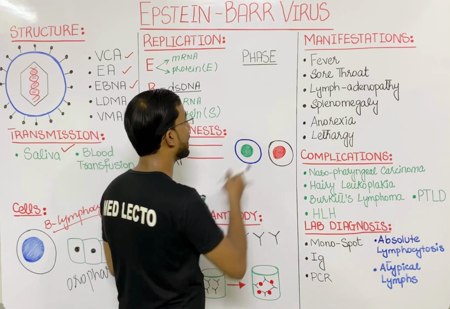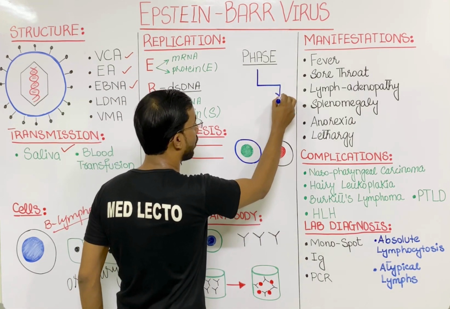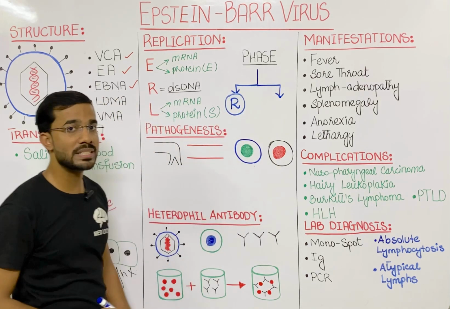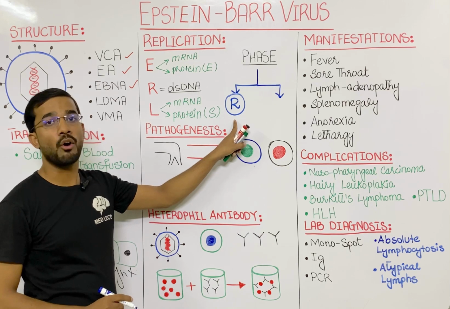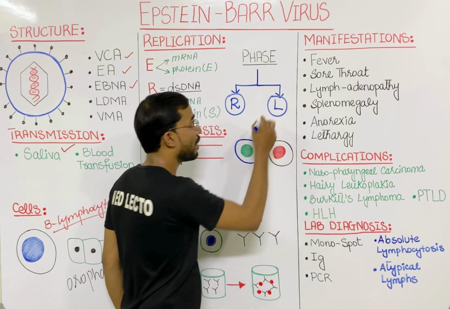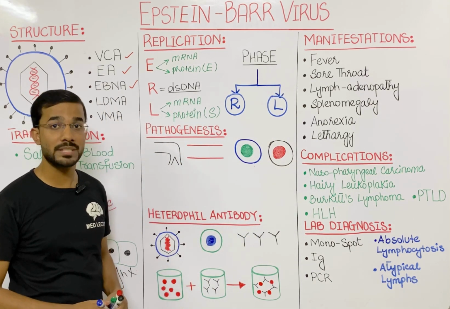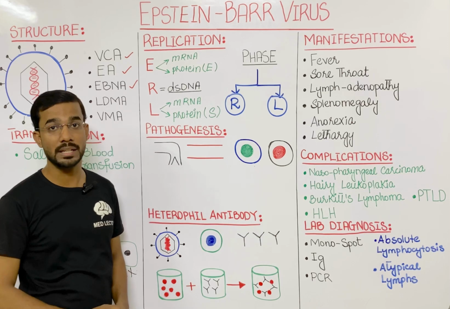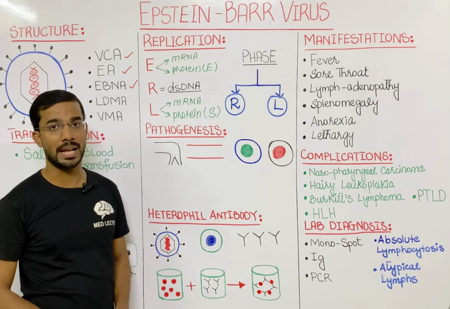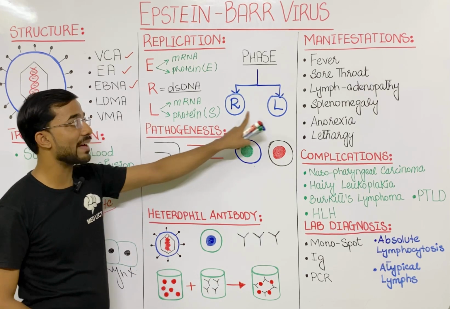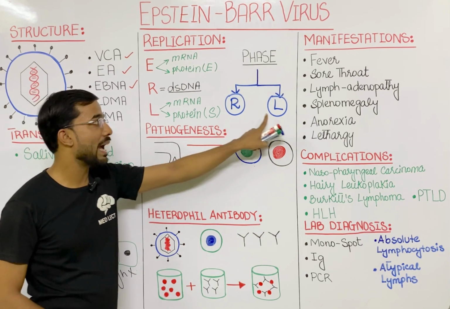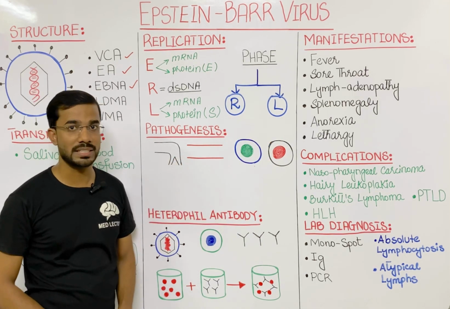Two phases are most important in the replication of the Epstein-Barr virus. First is the replicative phase, in which you will see the replication of the virus, and second is the latency phase, when there is no replication of the virus, but the genomic material of the Epstein-Barr virus is present in the nucleus of the cell. So the two are the replicative phase and the latency phase; in latency you will never see the replication of the virus.